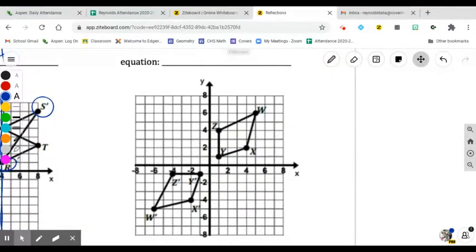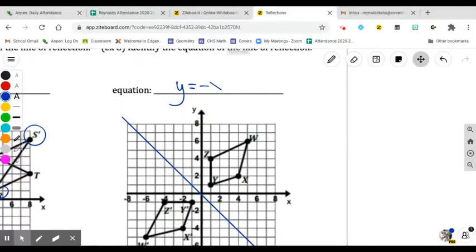And then here's our last one. Hopefully you can tell this one's on a diagonal. This one is actually this corner to corner diagonal one, which is the one with the negative slope. So that's y equals negative x. And so that's it. That's reflections.